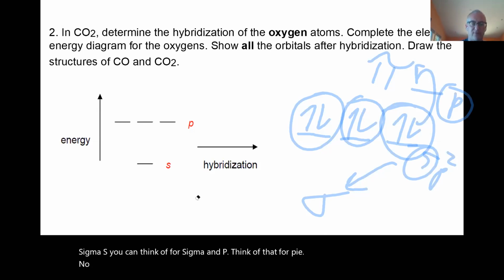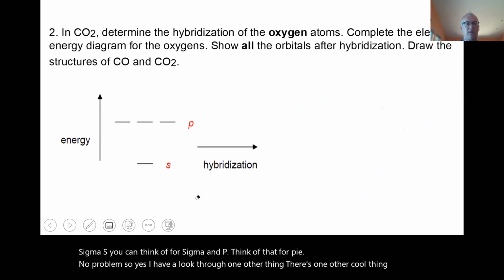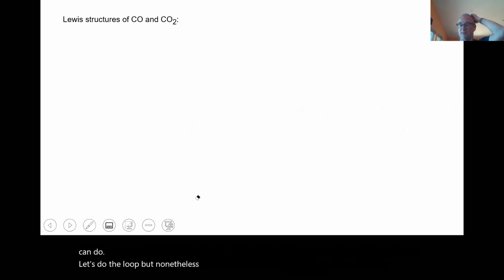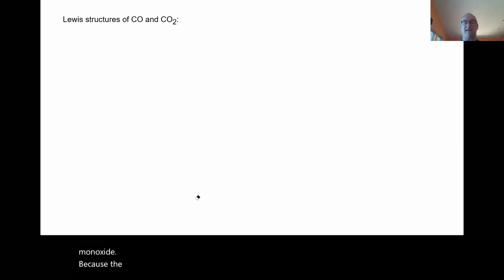So yeah, have a look through. Oh, one other thing. There's one other cool thing that we can do. Let's do the Lewis structure. We've done the Lewis structure of CO2 1,000 times. Let's do it for carbon monoxide, because the Lewis structure for carbon monoxide is kind of weird. So let's do that one.